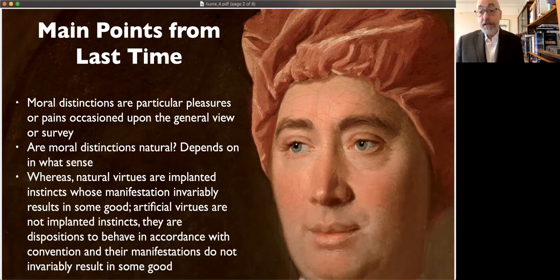Specifically, Hume claims that moral distinctions just are particular pains or pleasures determined upon the general view or survey. So when you're contemplating a virtuous action from the general view or survey, this will give rise to the agreeable impression of moral approbation. And if from a general view or survey, you're contemplating a vicious action, this will give rise to the disagreeable impression of moral disapprobation.